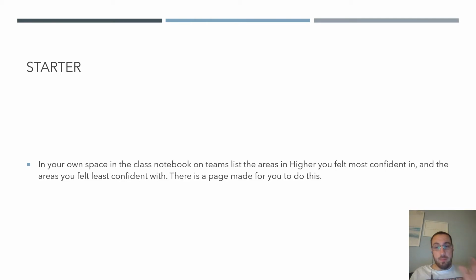So just click on the bit that's got your name, and then it's got Classwork, and then you can click on Introduction. I've got a table for you to fill in for what you would consider, from Higher, you were most confident in, and what areas you were less confident in. That's just to help me support you with your learning moving forward. So pause this, go and do that now.